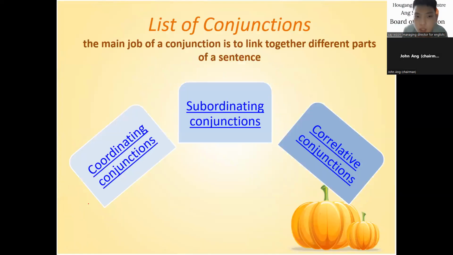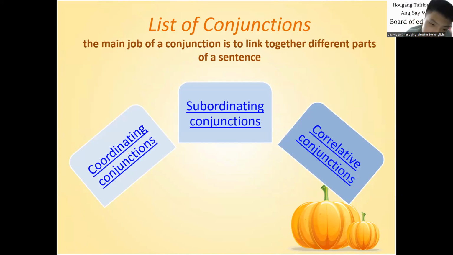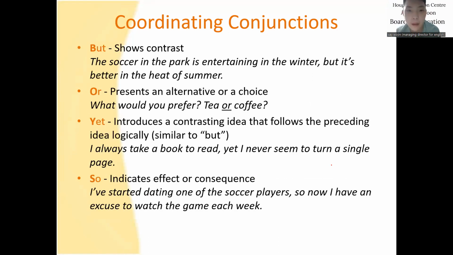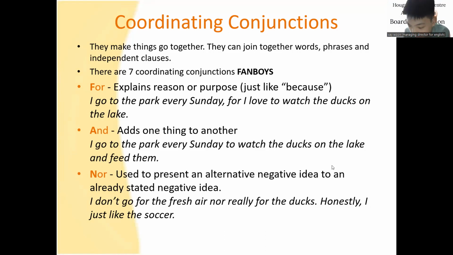List of conjunctions. The main job of a conjunction is to link together different parts of a sentence. Coordinating conjunctions, subordinating conjunctions, correlative conjunctions. Coordinating conjunctions make things go together. They can join together words, phrases, and independent clauses. There are seven coordinating conjunctions, FANBOYS.